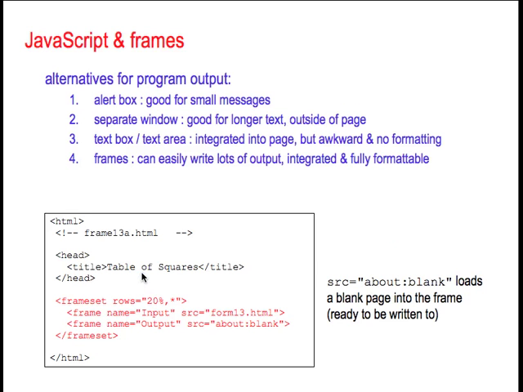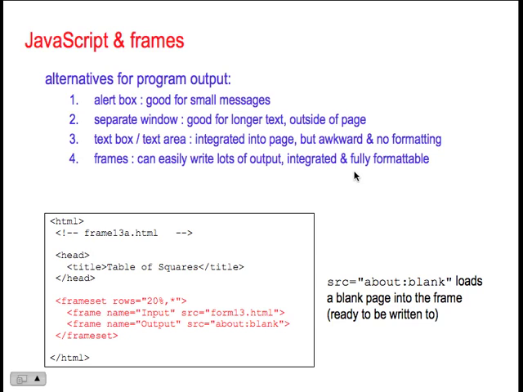So in terms of JavaScript and forms, an alternative for program output, and this is essentially what we've covered so far, is using an alert box, good for small messages, or a separate window, good for longer text, outside of the page. Text boxes and text areas we've seen so far, we can integrate into the page. These are the options you have for providing user level output. Awkward and no formatting in a text box. Or we can use frames, can easily write a lot of stuff on the output.